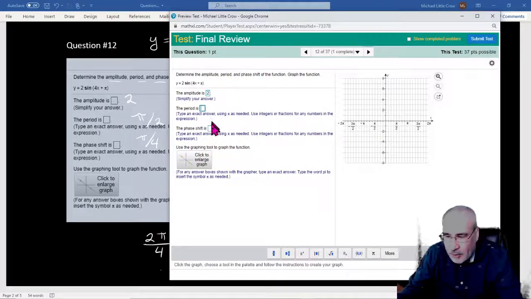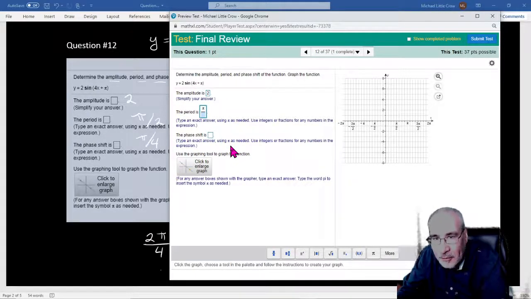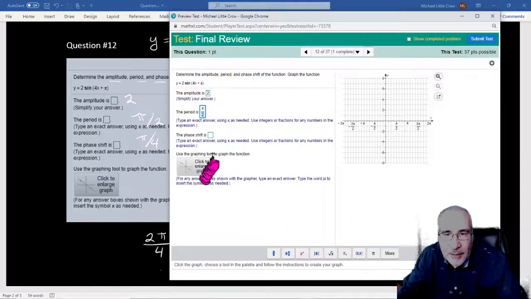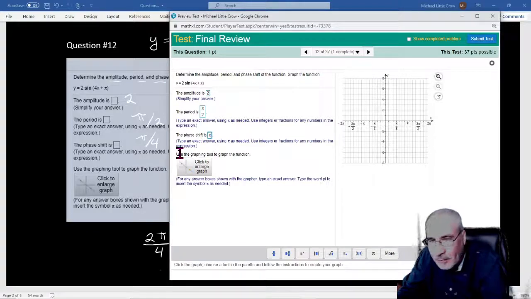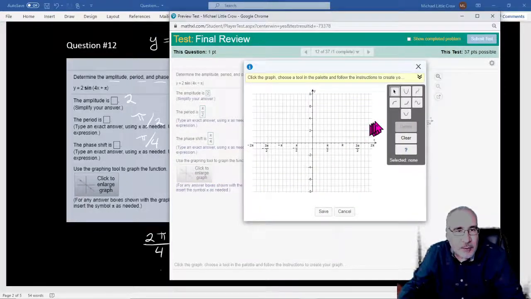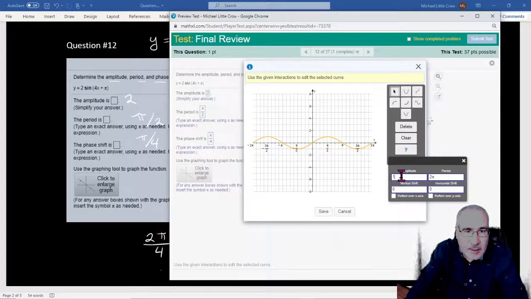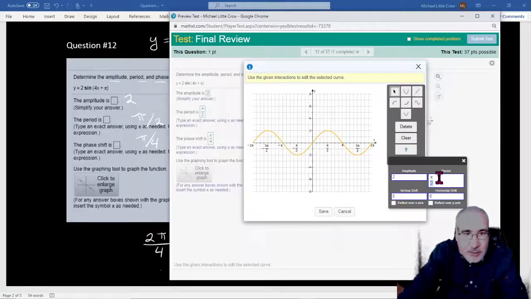Again, I do always check these. I think I just need to type pi, and it turns it to pi over 4, a little bit quicker. Let's enlarge the graph. So we want a sine tool. So we ask for the sine tool. Amplitude, we just changed that to 2. The period, let's change it to pi over 2. And again, I can just go pi divided by 2.